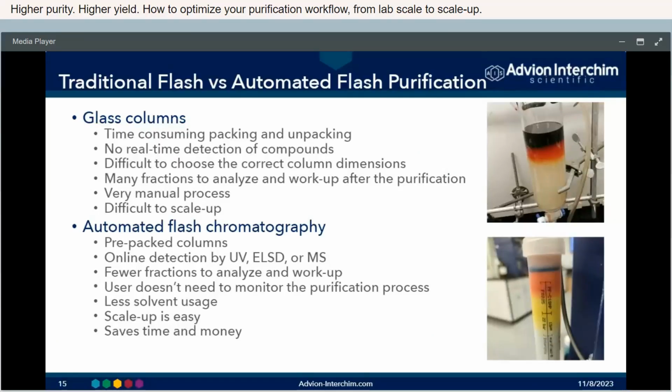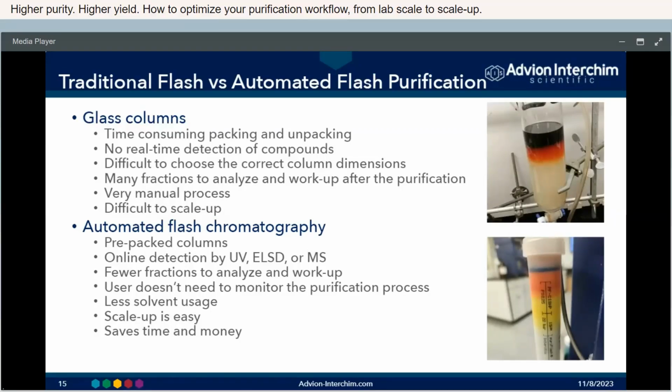So if you're familiar with flash, you've probably done a glass column before. This is kind of the traditional way flash chromatography has been done. Glass columns can be extremely time consuming to pack and unpack. You have no real-time detection of compounds, so you don't know where your compound is in terms of your fractions. It's difficult to choose the correct column dimensions and how much silica you need. You create many fractions to analyze and work up after the purification. And overall, it's a very manual process, so it can be very difficult to scale these up sometimes.